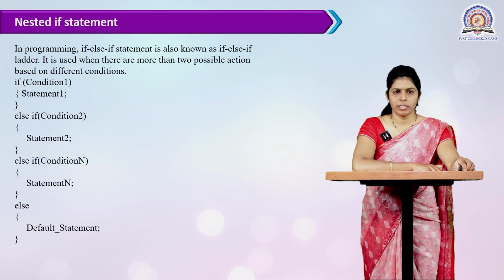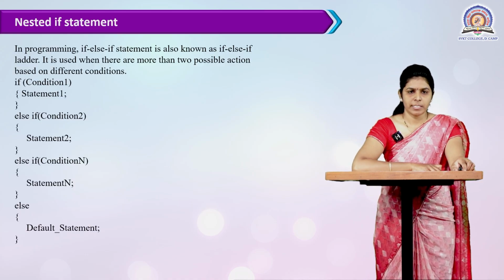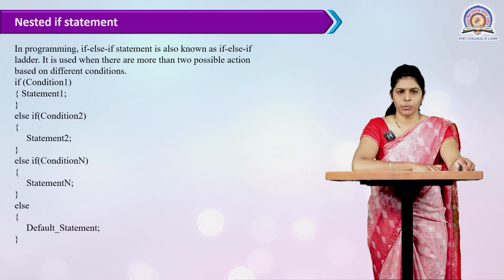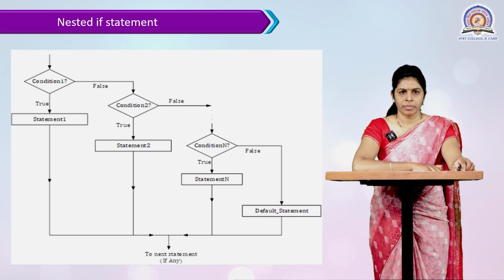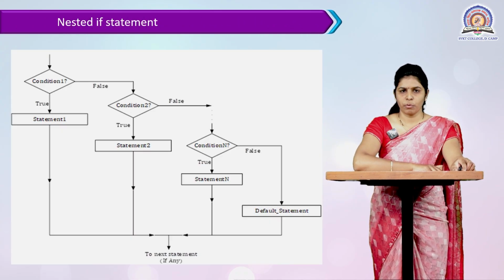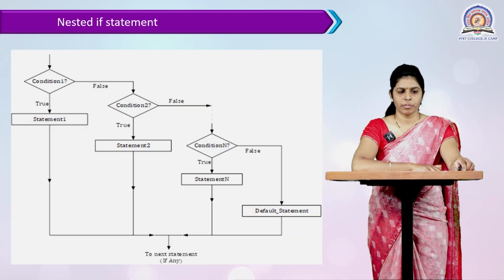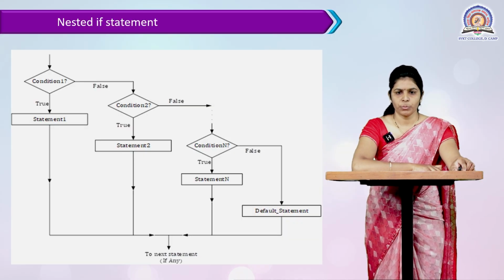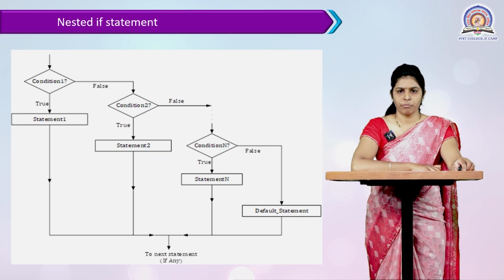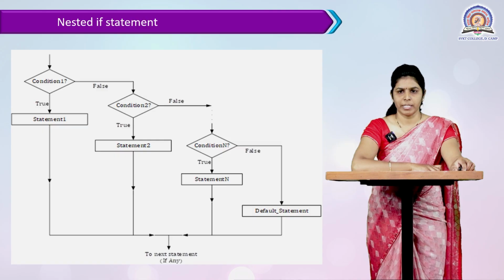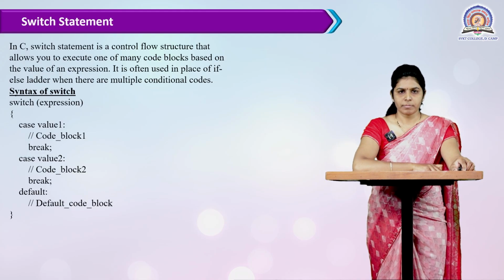If condition 1 is true, statement 1; else if condition 2, statement 2; else if condition n, statement n; else default statement. The flow chart of the nested if statement is given below. First, if condition 1 is true, the statement is executed and control moves to the next statement. Otherwise, if false, condition 2 is checked, then the false condition of n, and then the default statement is executed.